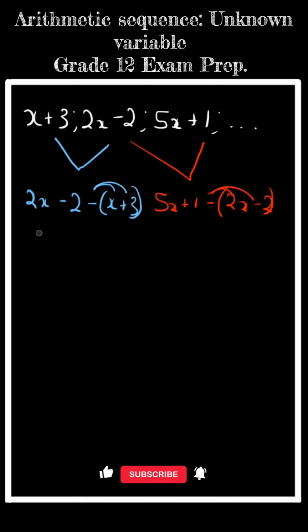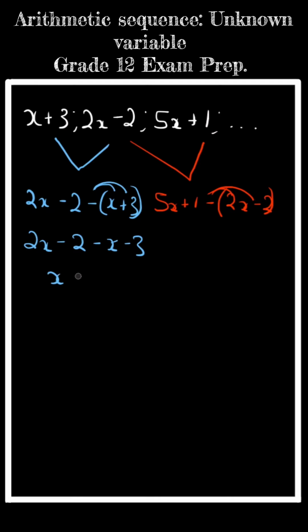So this will look like 2x minus 2 minus x minus 3. We can further simplify like terms. 2x minus x will be x. Minus 2 minus 3 will give us minus 5. It's much more simplified. Let's do the same thing for this one, which will be 5x plus 1. Negative times 2x will be negative 2x. Negative times negative will be positive 2. Let's simplify like terms. 5 minus 2 is 3x. 1 plus 2 will be 3.